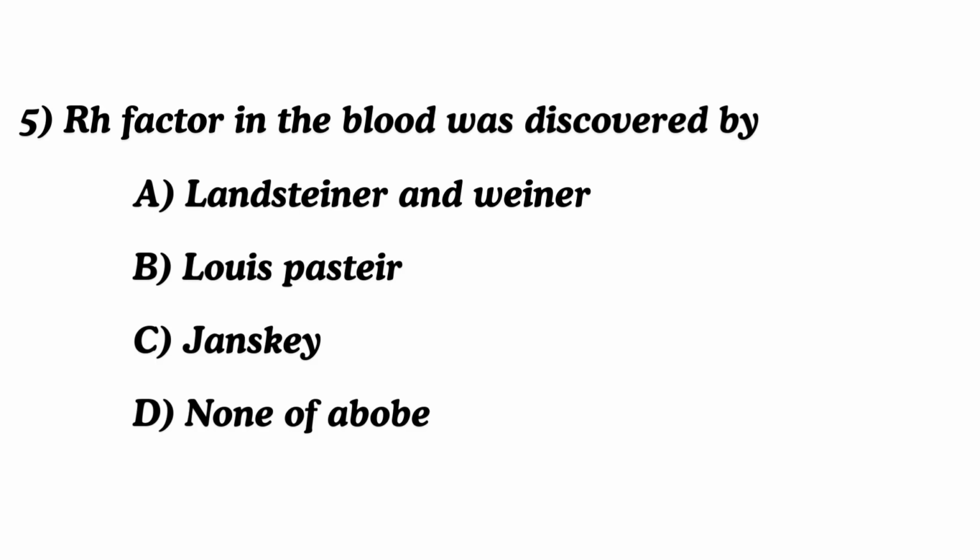Fifth question is RH factor in the blood was discovered by? Options are: option A, Landsteiner and Weiner; option B, Louis Pasteur; option C, Jansky; option D, none of above. This question, correct answer is option A, Landsteiner and Weiner. RH factor is an RH antigen found on the membrane of the RBC. It was discovered in 1940 by Landsteiner and Weiner.